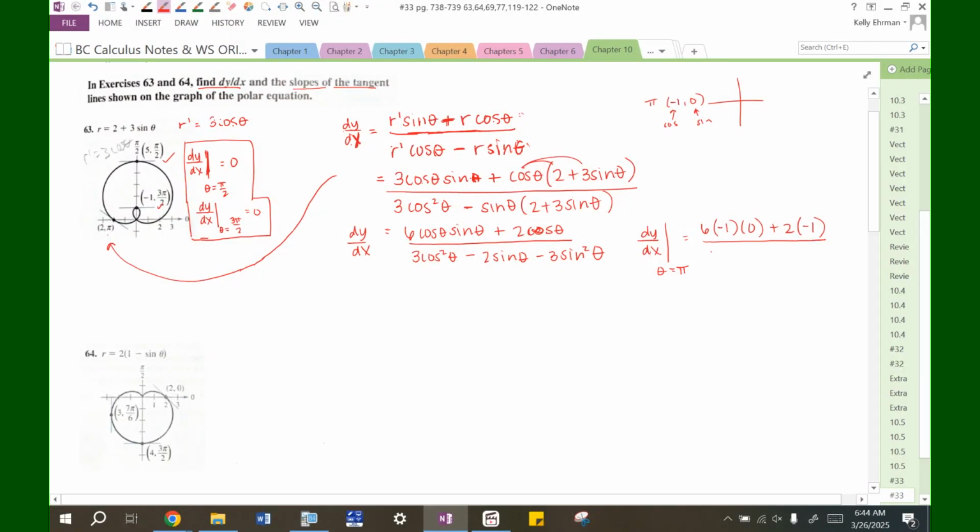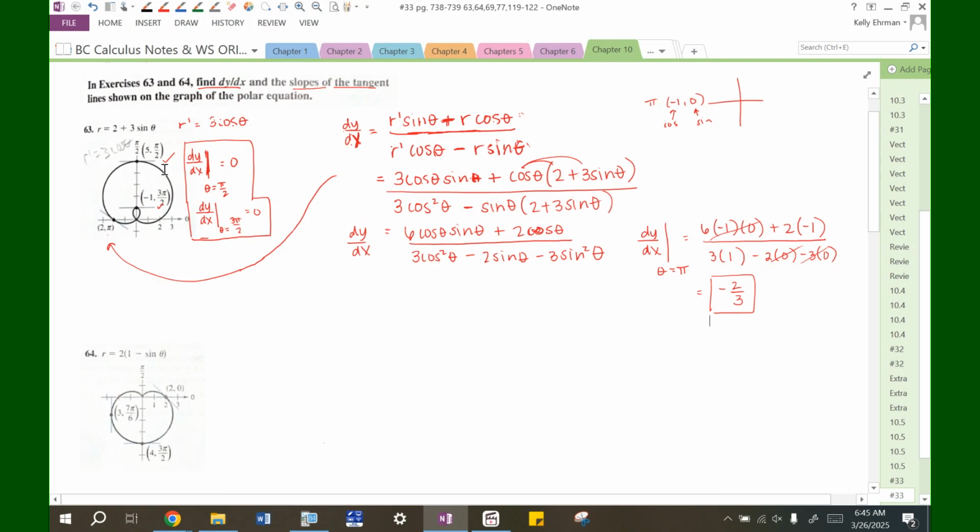All right, so 3 times cosine squared negative 1 squared will be 1, minus 2 times sine of pi, 0, minus 3 times 0 squared. So all these 0 terms are gone, and we get negative 2 over 3. Negative slope is a good sign. I can see that negative 2/3 seems reasonable, so I'm happy with that answer.